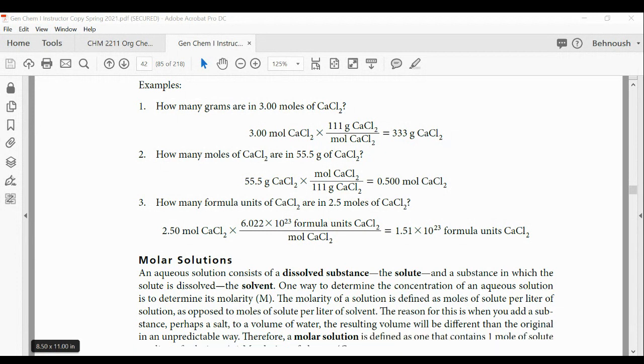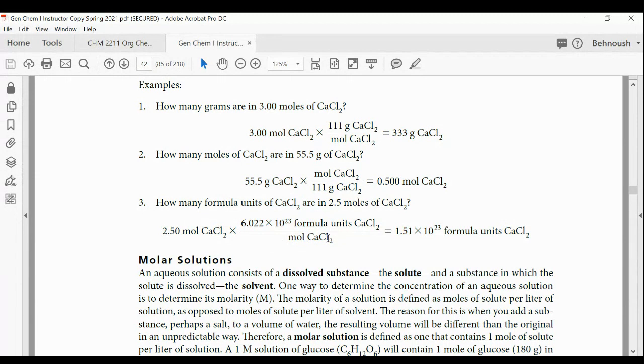Okay, let's look at a couple of the examples here. So when you say how many formula units, basically it says how many calcium chloride, how many pieces of calcium chloride altogether. Formula unit is used for the ionic compound, as I said. So it's just number of moles times Avogadro's number.